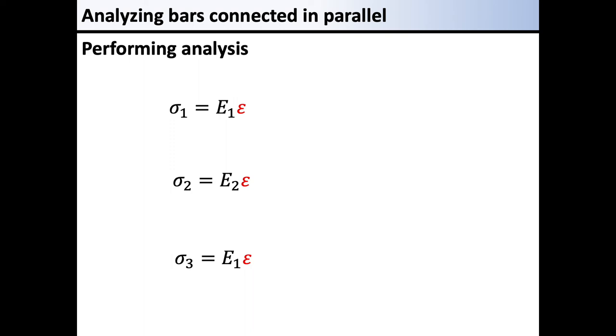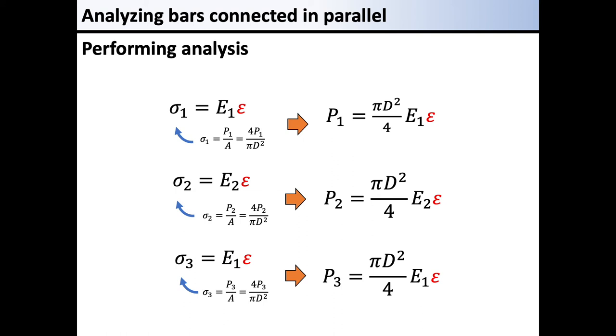Next, considering that the strains that occur in the three bars are equal, we are using the same symbol for the strains. The following equations are the relationship between the stress and strain derived from Hooke's law for each of the bars. Here, you may note that the Young's modulus for bar 3 is also E1, since bar 1 and bar 3 have equal Young's modulus. So, the following equations define the load in terms of strain, inserting the previous equations of stress. The unknown value at this stage is the strain epsilon.